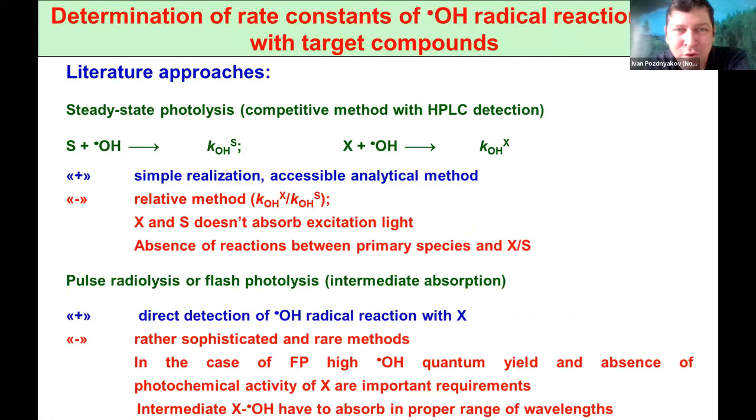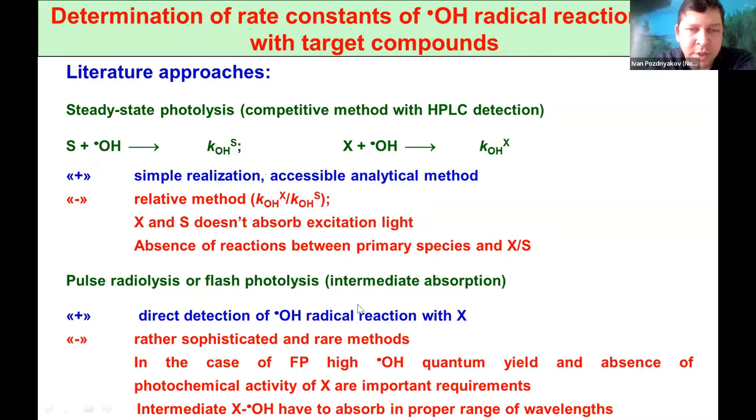Okay, just a few words about the second part of my talk, about the determination of rate constants. In principle, there are two main approaches to do it. One is a steady state approach using some competitor with a well-known rate constant of reaction with OH radical. And another is time resolved methods, when you detect the reaction of your OH radical with your target compounds directly. Both methods have some advantages and disadvantages shown here.